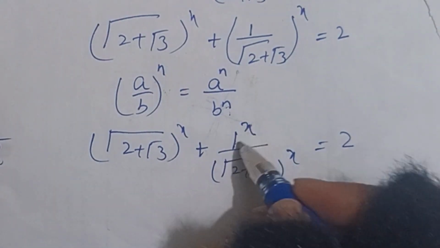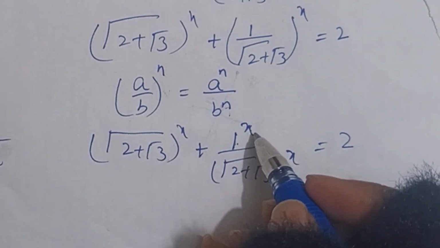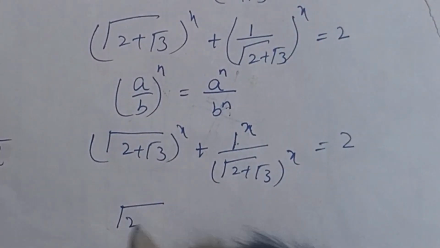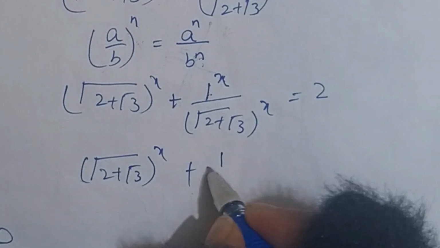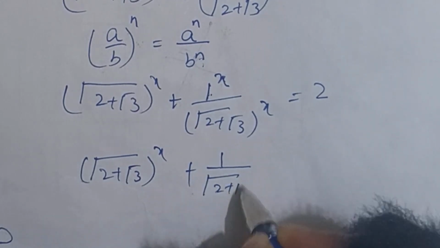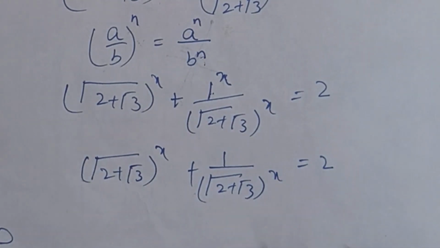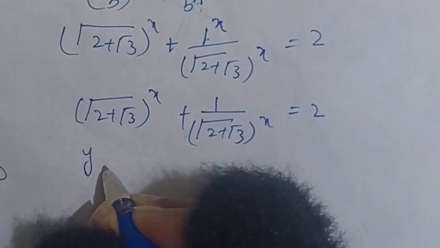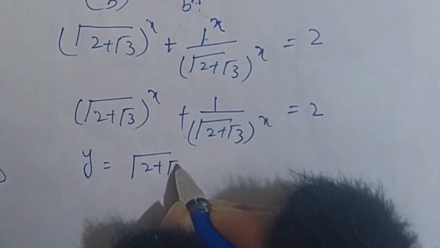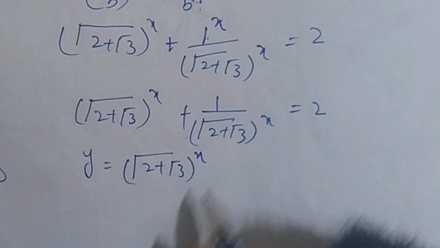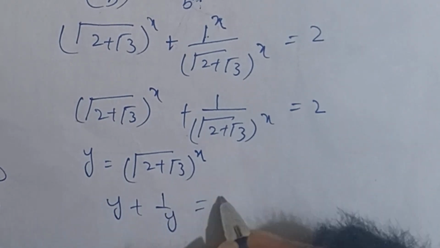1 raised to any power is equal to 1. So this becomes (√(2 + √3))^x plus 1 over (√(2 + √3))^x, equal to 2. Now in the next step, we let y equal (√(2 + √3))^x. So the above equation becomes y plus 1 over y equals 2.